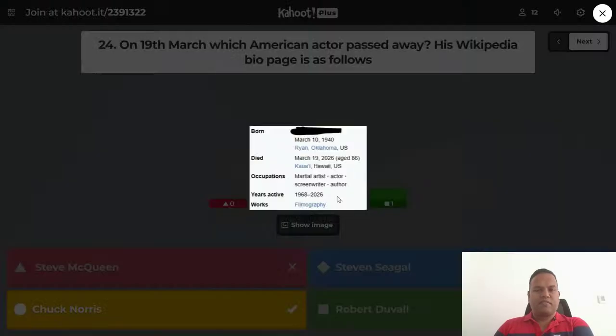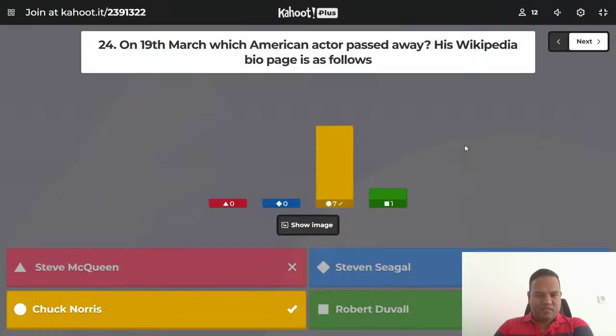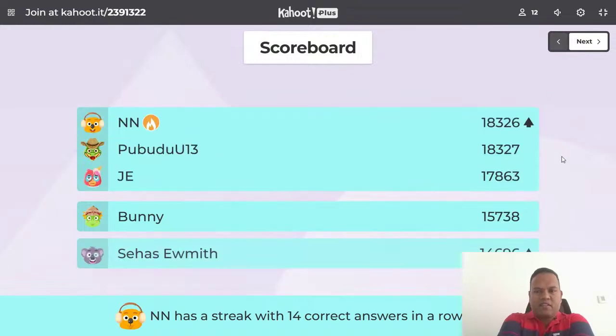It was indeed Chuck Norris. This is the Wikipedia page of Chuck Norris, who passed away on 19 March. Well done to the 7 who got it correct.